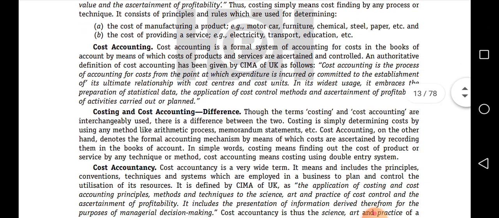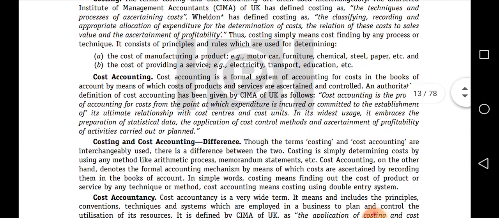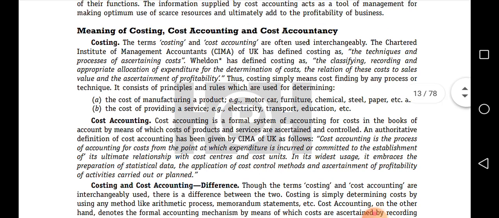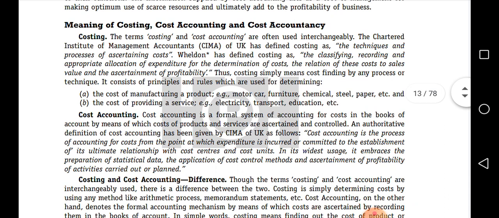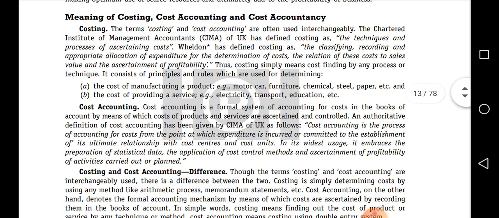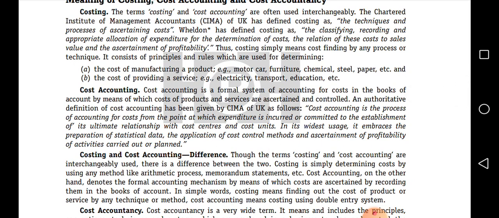And you can see one more term here, cost accounting. Before cost accounting, we can see point A and point B, which define where we can use the costing methods or cost accounting techniques. Any manufacturing unit product, for example motor car, furniture, chemical, steel, paper, etc., and the cost of providing a service like electricity, transport, education. Here we have scope for using costing techniques.